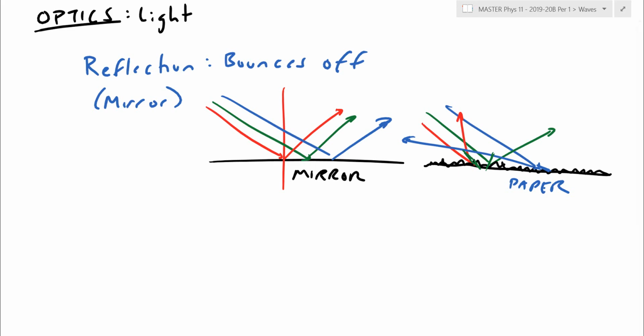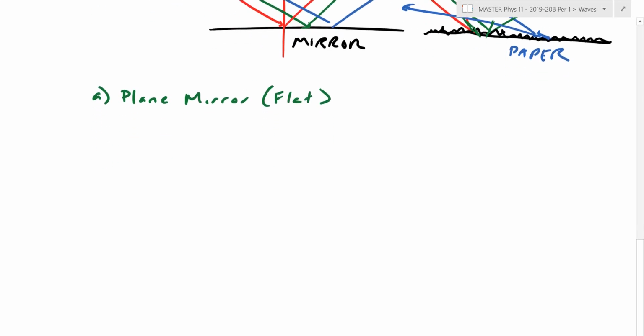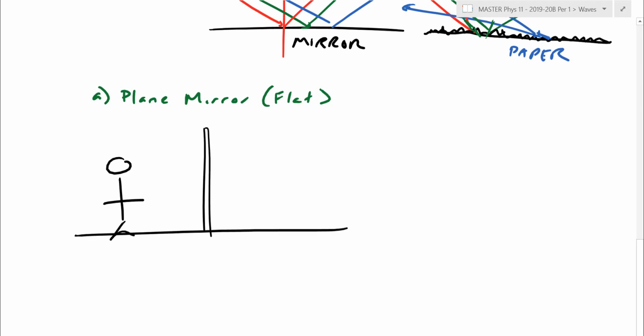So let's talk in general before we get back to ray diagrams. There are a couple of different types of mirrors. This first mirror, I already referred to. This one is called a plane mirror. The word plane mirror just refers to it being a flat mirror. In this case, we're going to imagine I have my plane mirror set up vertically, and imagine you are just standing in front of the plane mirror.